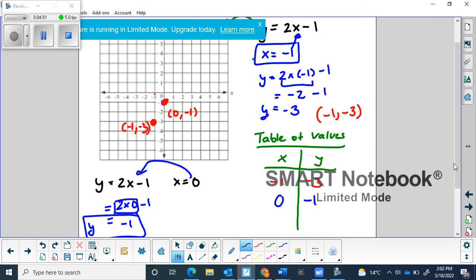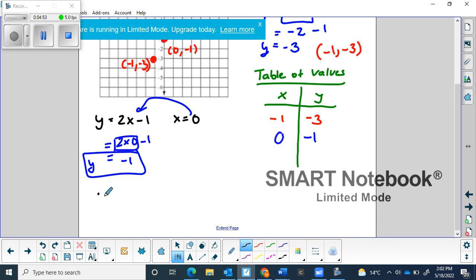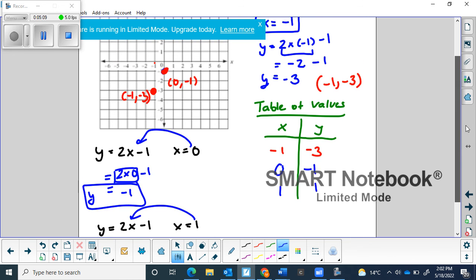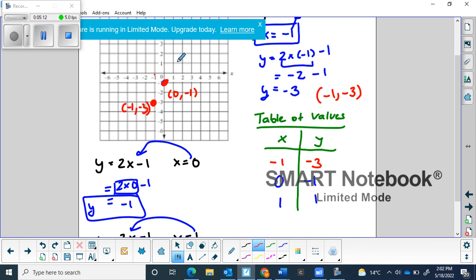All right, and let's do one more just to complete our graph a little bit more. Let's say y equals 2x minus 1, and x is equal to 1. So wherever we see that x, we're going to put a 1. 2 times 1 minus 1, which is 2 minus 1, which is 1. And so x is 1, y is 1. And we graph that right there.